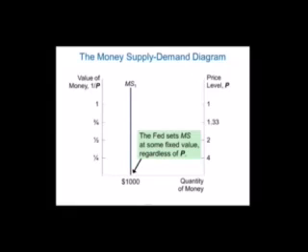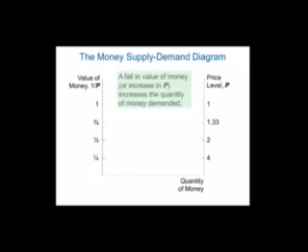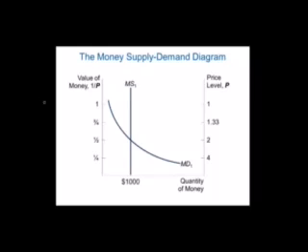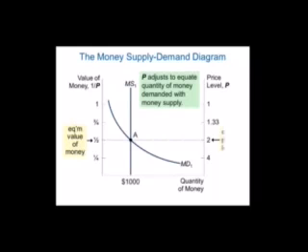So the Fed sets some money supply, and it's fixed. So let's say it's fixed at $1,000. Money demand, we know, should be downward sloping. Why? Because as the value of money increases, we need to hold less money, so the quantity of money demanded will decrease. So the intersection of demand and supply basically determines the equilibrium value of money. And when we find the reciprocal of that, we get the equilibrium price level.